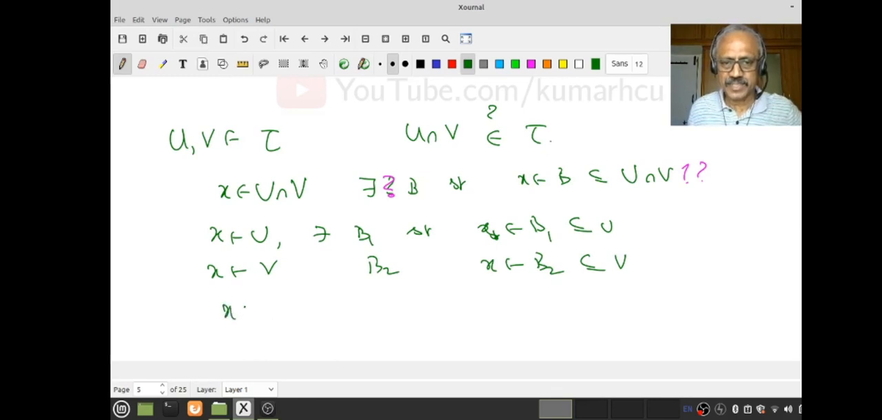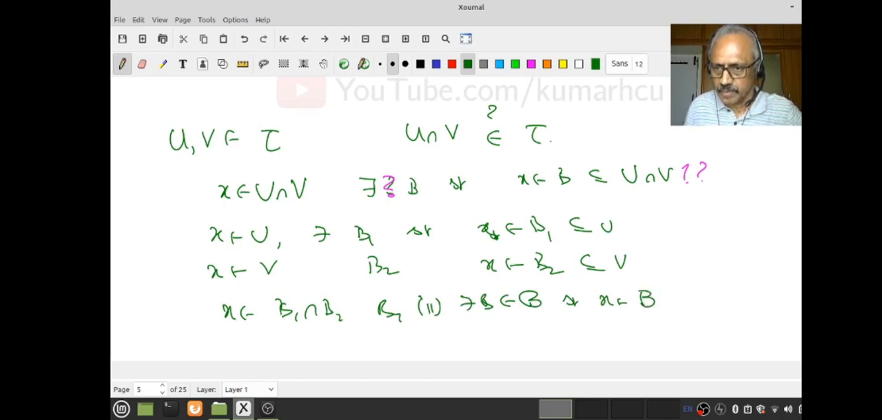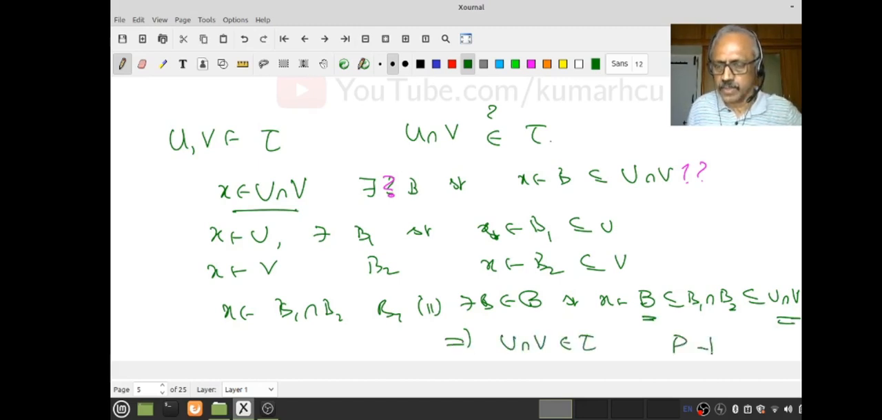Right, because x belongs to B1 intersection B2, therefore by condition 2 there is a B in script B so that x belongs to B and B is contained in B1 intersection B2, right? But B1 intersection B2 is contained in U intersection V. Therefore for each x in U intersection V, I have found a B so that B is contained in U intersection V. This implies U intersection V is in tau. So pause.